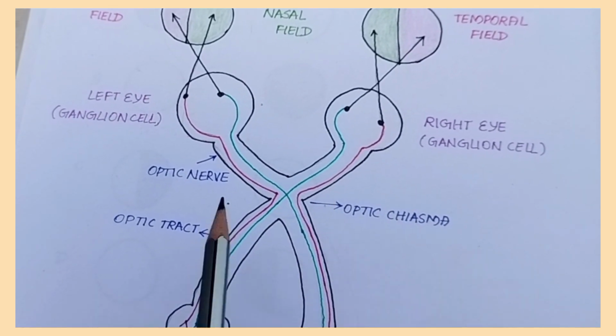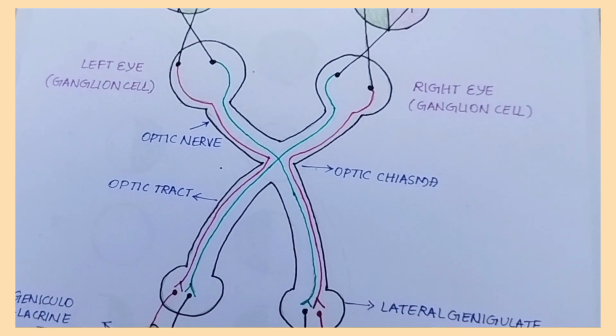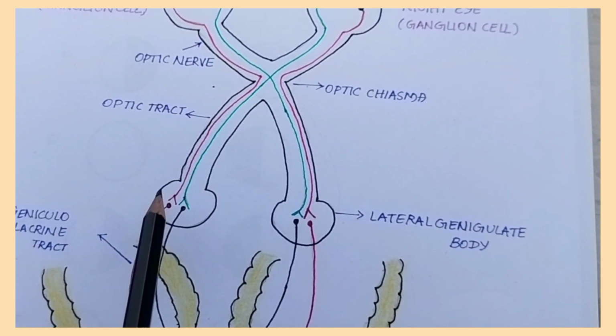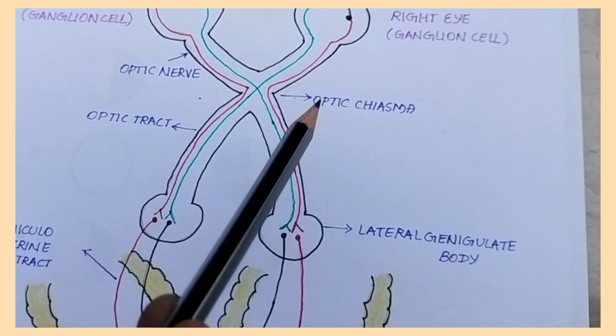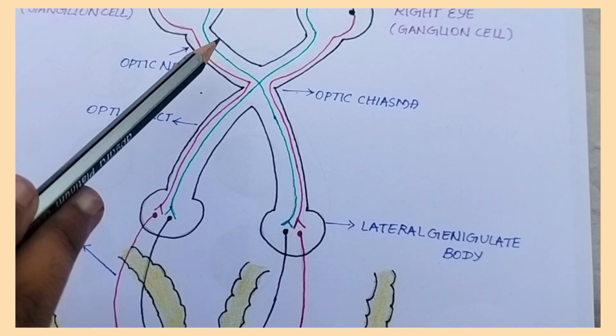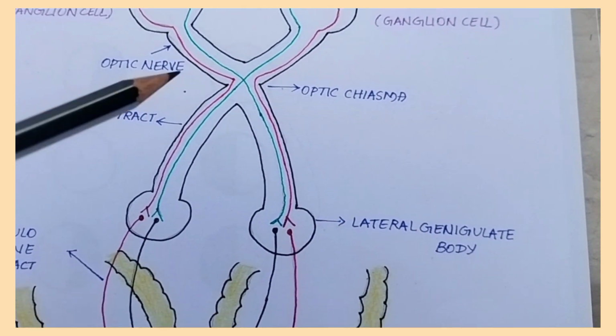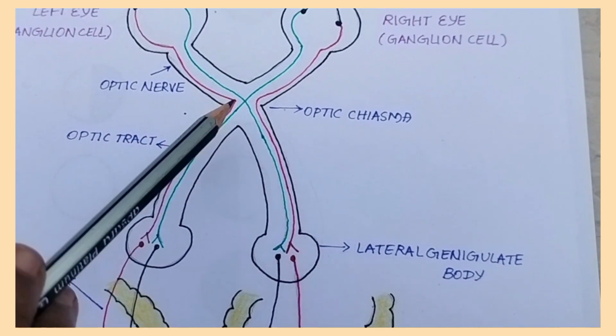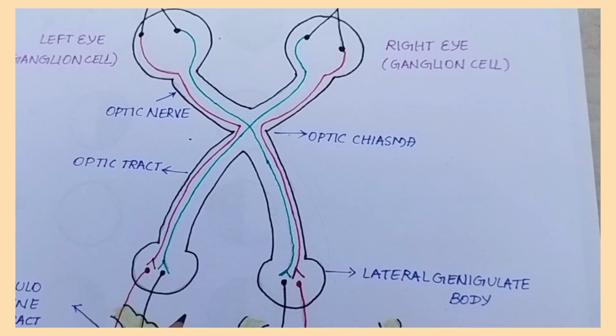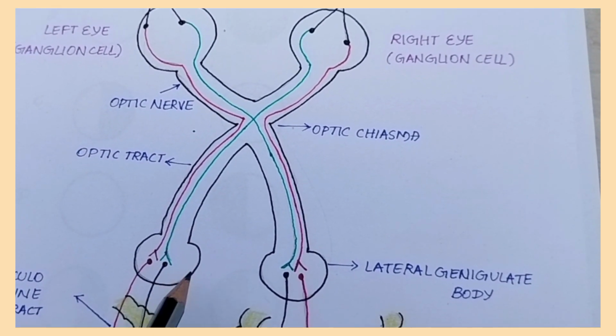In the left side optic tract, there is left side temporal fiber and right side nasal fiber. In the right side optic tract, there is left side nasal fiber and right side temporal fiber. Next, these are the second order neurons. These second order neurons are going to relay in the thalamus. We know that thalamus is the relay center.